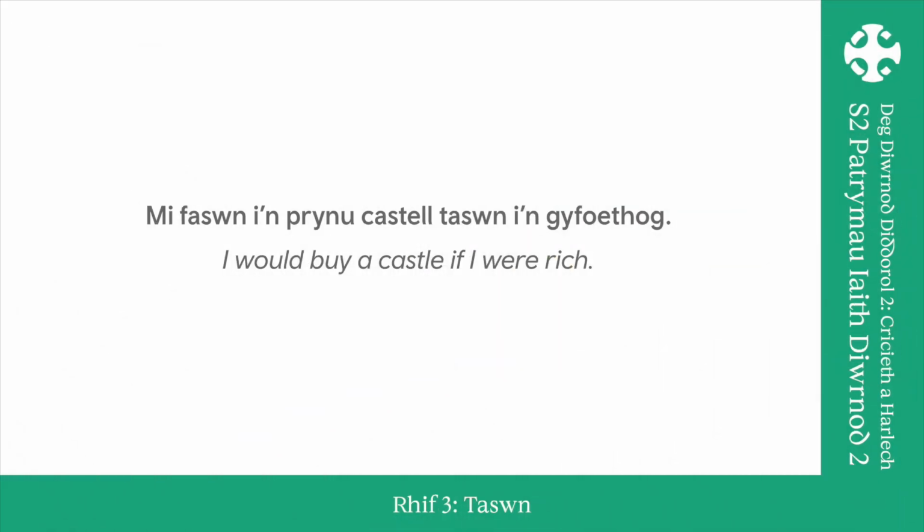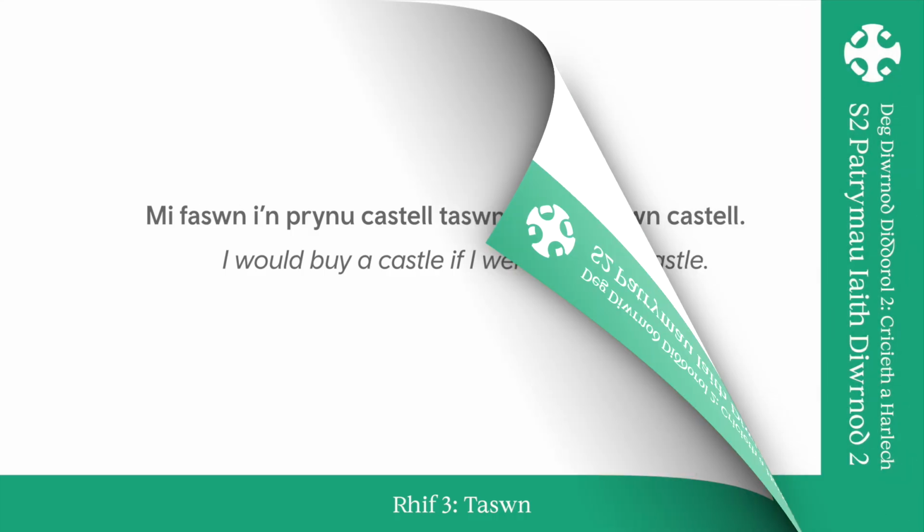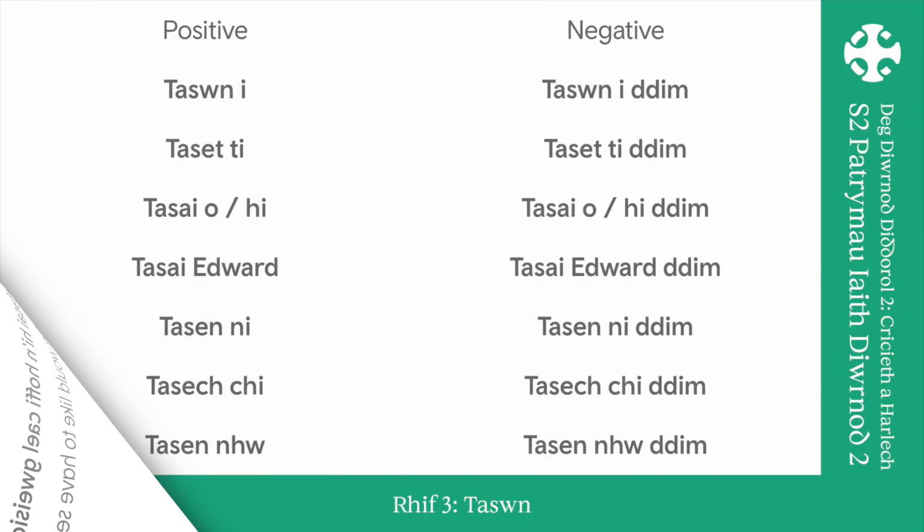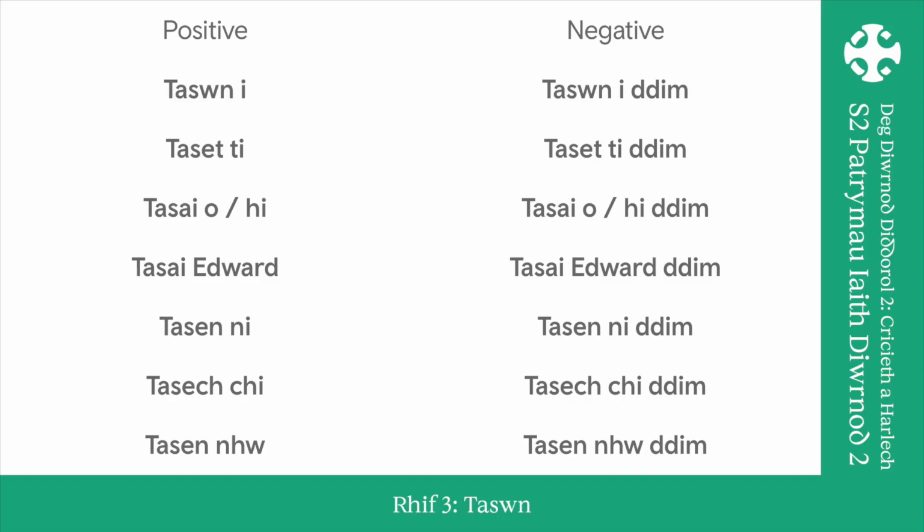Mi faswn i'n prynu castell taswn i'n gyfoethog. I would buy a castle if I were rich. Mi fasai hi'n hoffi cael gweision tasai hi'n byw mewn castell. She would like to have servants if she lived in a castle. Here is the full pattern.